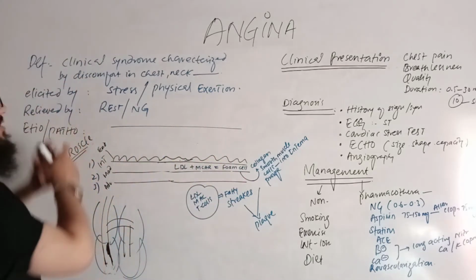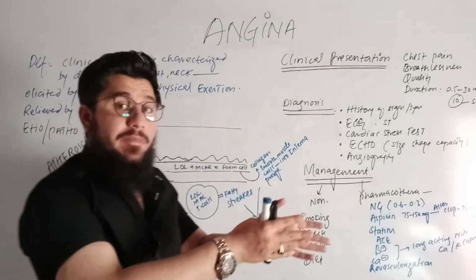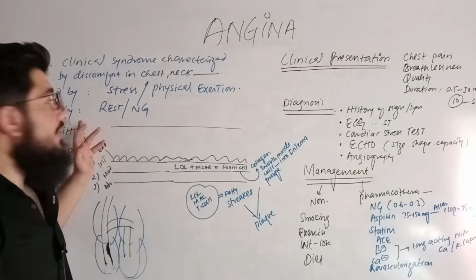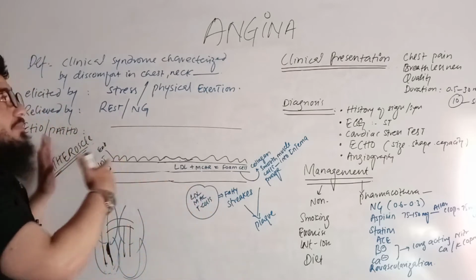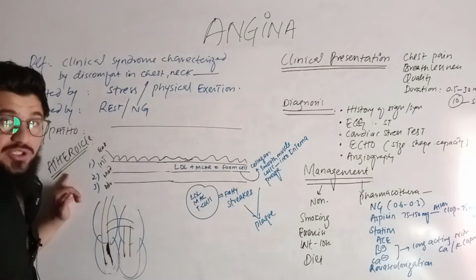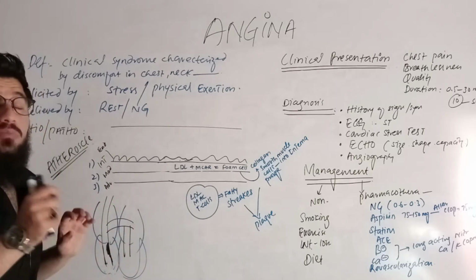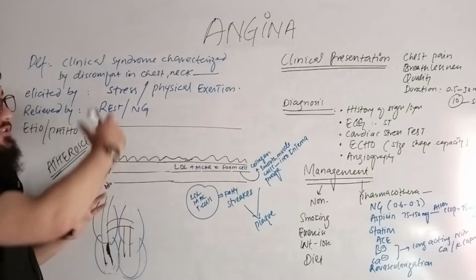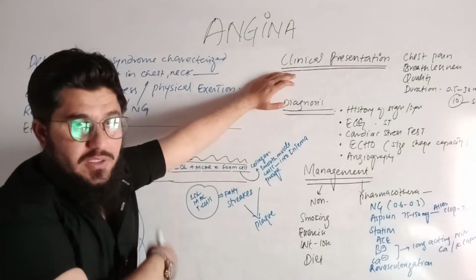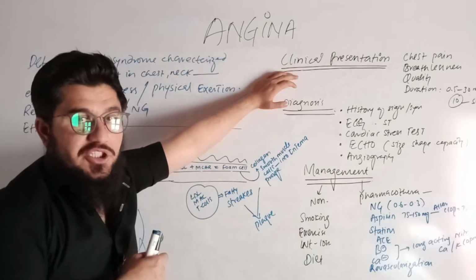After that, we'll talk about the factors responsible to cause angina. Then we will talk about the factors responsible to alleviate angina. Then we'll talk about the etiology and pathophysiology of angina. And here we'll be discussing atherosclerosis, which is actually one of the most important factors responsible to cause angina. After discussing all this, we move towards the clinical presentation.